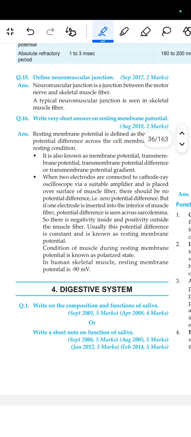Next, define the neuromuscular junction. So neuromuscular junction is a junction between the motor nerve and the skeletal muscle fiber. A typical neuromuscular junction is seen in the skeletal muscle fiber.